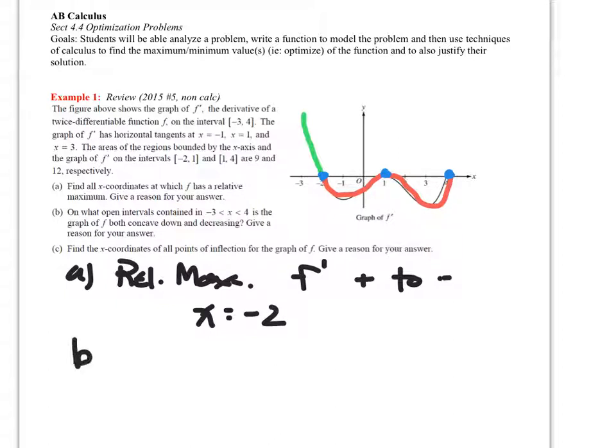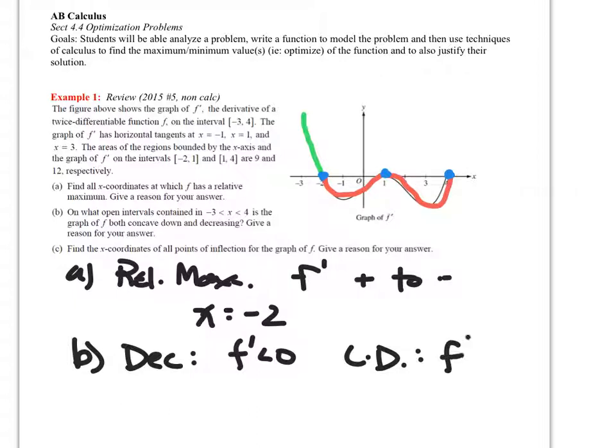Okay, for part B, we want to know on what open intervals contained in negative 3 to 4 is the graph of f both concave down and decreasing. So for the decreasing part, we want to know where f prime is less than 0, and for the concave down part, we want to know where the second derivative, f double prime, is also less than 0. So I'm going to highlight the locations where that happens.